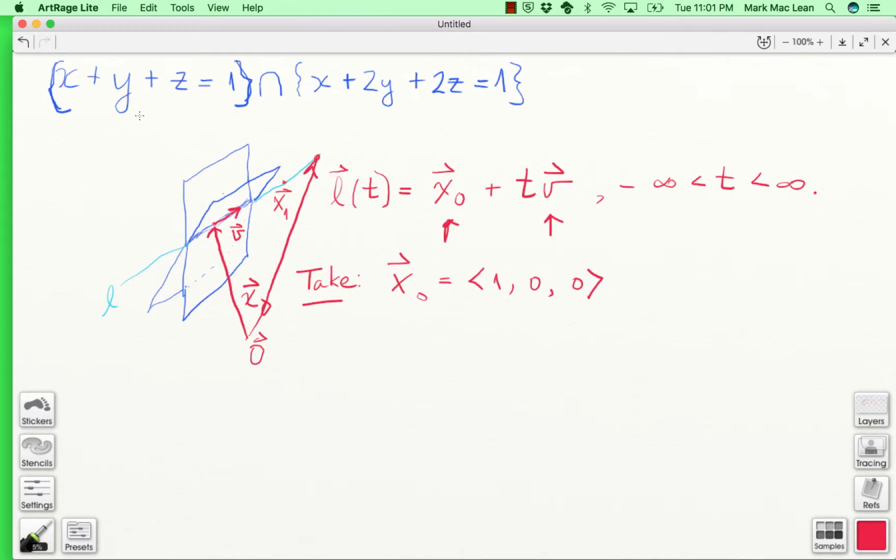So when I look at these two equations and compare them, I realize, oh, I've got x plus something equals 1, and I've got x plus something equals 1. Certainly these two somethings have to be the same. And so I've got y plus z is twice y plus z, and that can only happen when y plus z is 0, if you think about it a little bit. So in order to be in this intersection, I need y plus z to be 0, in which case x has to be 1.